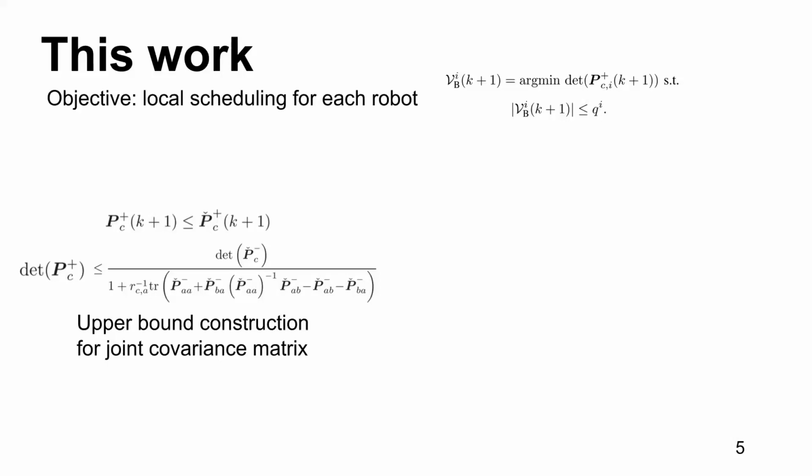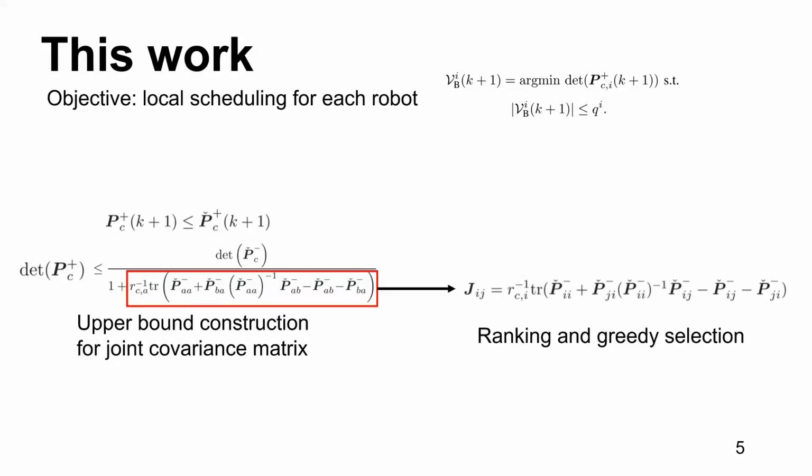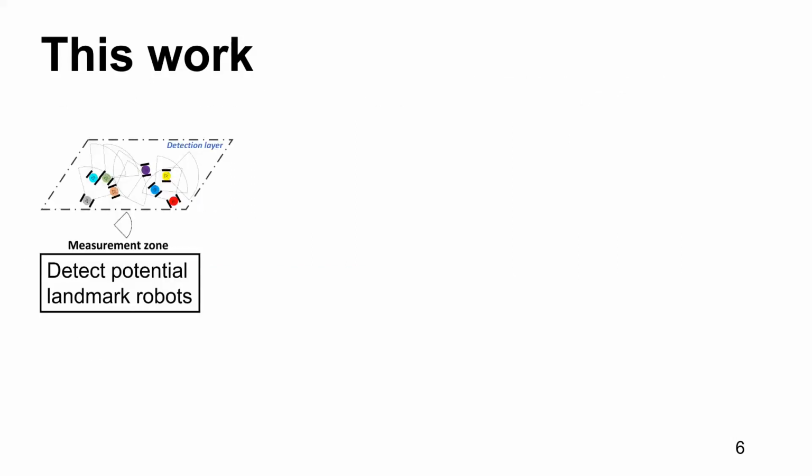In a straightforward way, we carry out the optimization by lowering the upper bound. For each robot i, there are a certain number of landmark robots in its detection zone, and each of them corresponds to a unique J_ij term. By ranking all the J_ij and selecting the largest Q_i ones, we could easily get an approximate solution to the scheduling problem. To sum up, the scheduling and localization work together as follows. Firstly, the master robots detect the potential landmark robots in their measurement zone. Then each master robot locally computes and ranks the J_ij terms in order to select its best measurements.